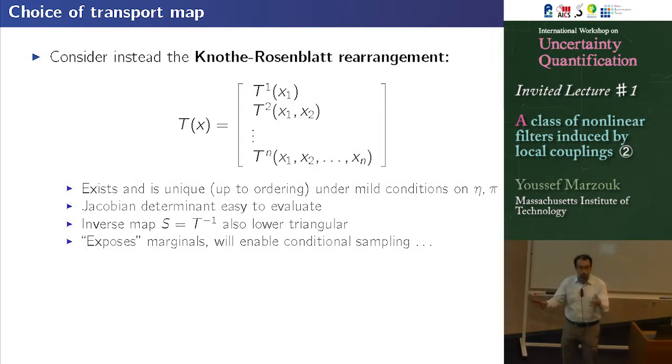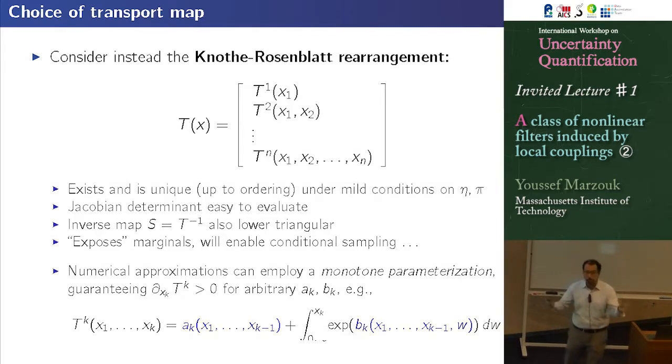Numerically, we need to represent these maps in some way. So there are various numerical approximations one could consider. One that we found to be pretty useful is this integrated parameterization that guarantees monotonicity of the map. So this guarantees that the kth component of the map T is monotone in its kth variable, just by embedding it in this. But that's a numerical detail, so I'll not bother you with that too much.